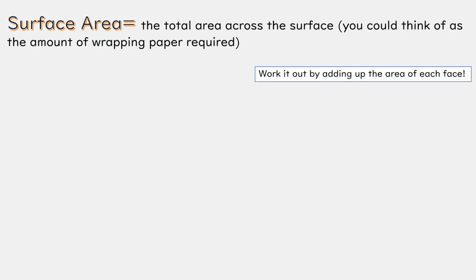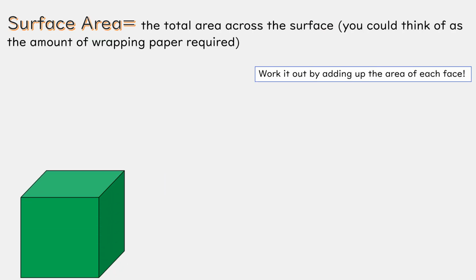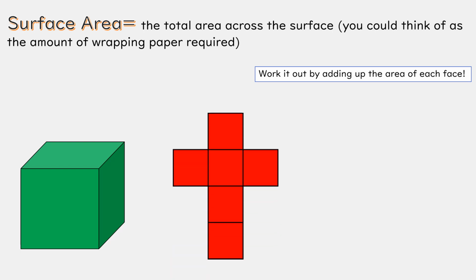Wow, how is that important? Well, we're looking at surface area. So looking at the surface area of that cube, we drew that net. Surface area is the total area across each surface. Think about it like trying to use wrapping paper to wrap that cube up. The amount of wrapping paper we would need would be to cover that whole surface. So we work out surface area by adding up the area of each face of the shape.